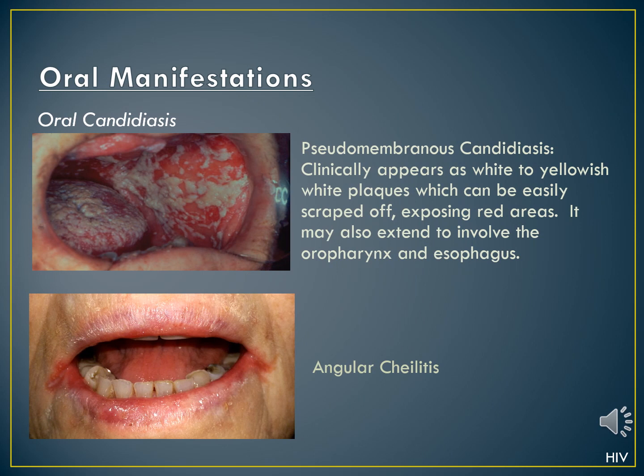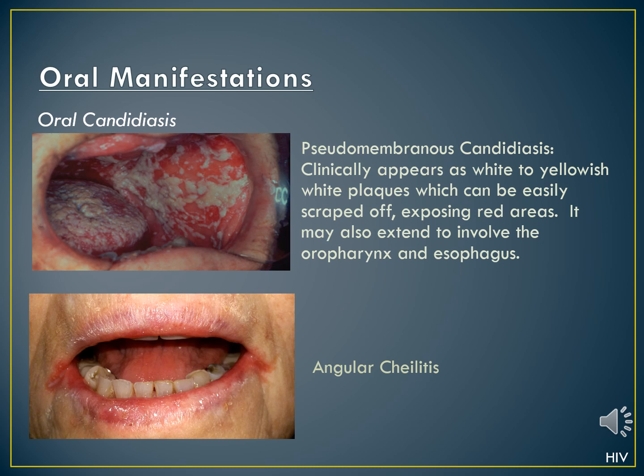Next, we'll see the oral manifestations of HIV. So oral manifestation of HIV can be divided into two parts, which is the oral candidiasis and also periodontal lesions. So under oral candidiasis, there are four types. The first one is pseudomembranous candidiasis. This clinically appears as white to yellowish white plaques which can be easily scraped off, exposing red areas. It may also extend to involve the oropharynx and esophagus.